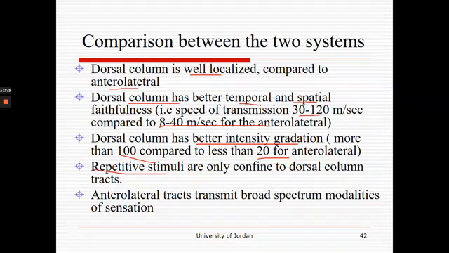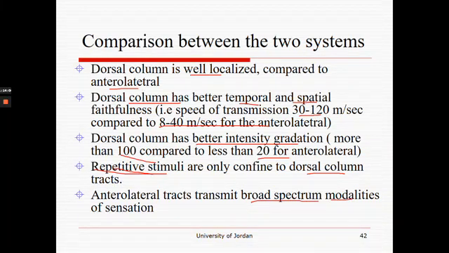Repetitive stimuli are only confined to the dorsal column. Repetitive stimuli, because why? Because they transmit at higher speed. If it's higher speed, you can have rapidly adapting sensation, but in the anterior lateral they are transmitting too slow. They cannot discriminate different intensities or small differences between them. Anterior lateral tracts transmit broad spectrum modalities.